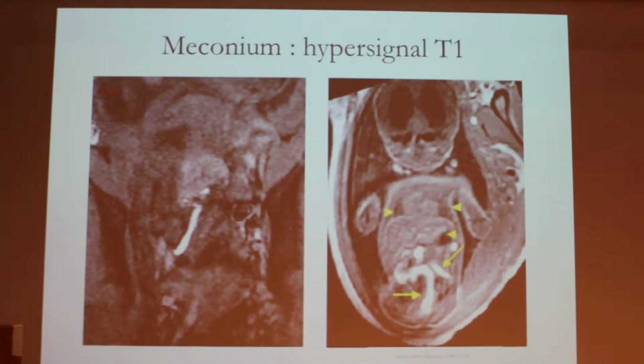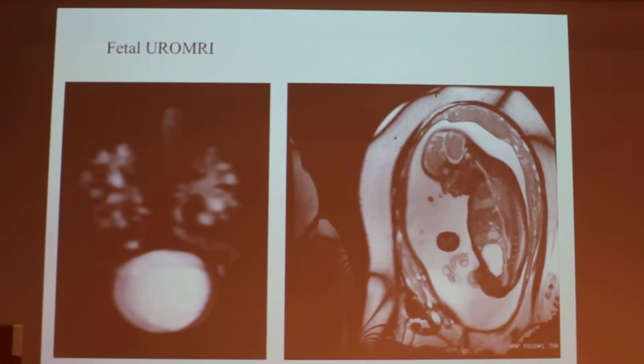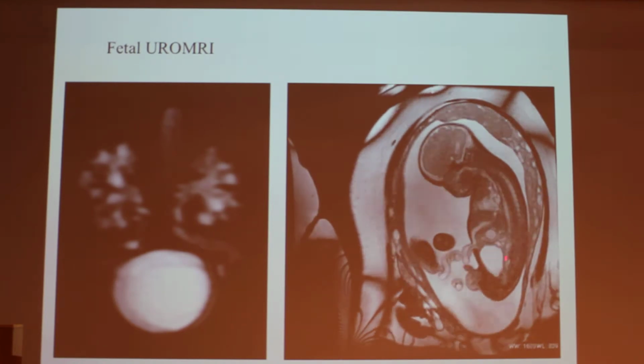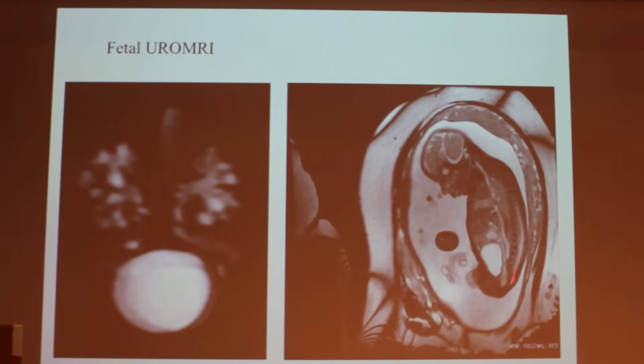As well, MRI can be used to see the normal development of the bowel, and it has a specific T1 hypersignal on MRI. And last, MRI can be used as well to look for bladder and kidney anomalies, and this is a nice case of reflux. You can see the urine coming up from the bladder to the kidney.